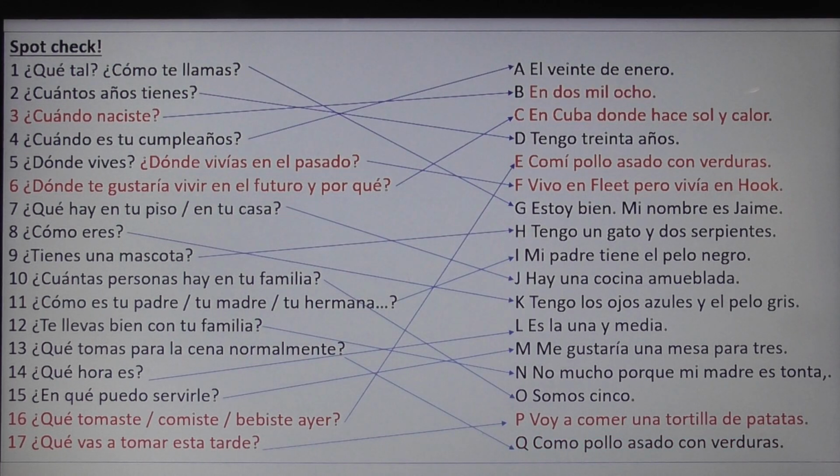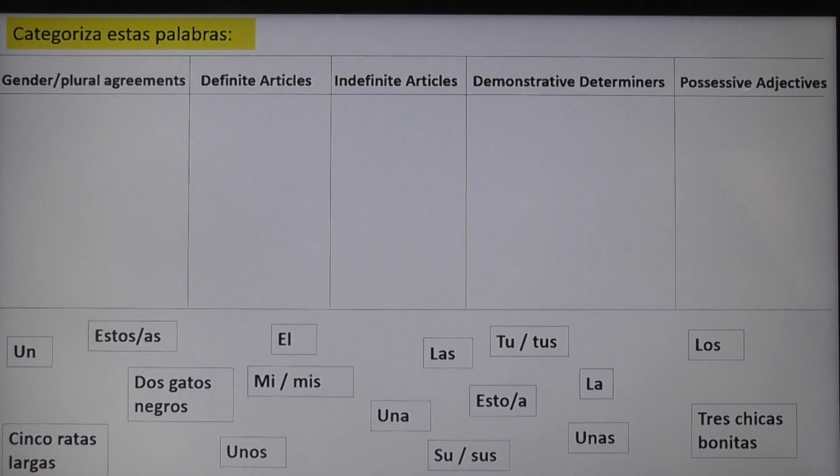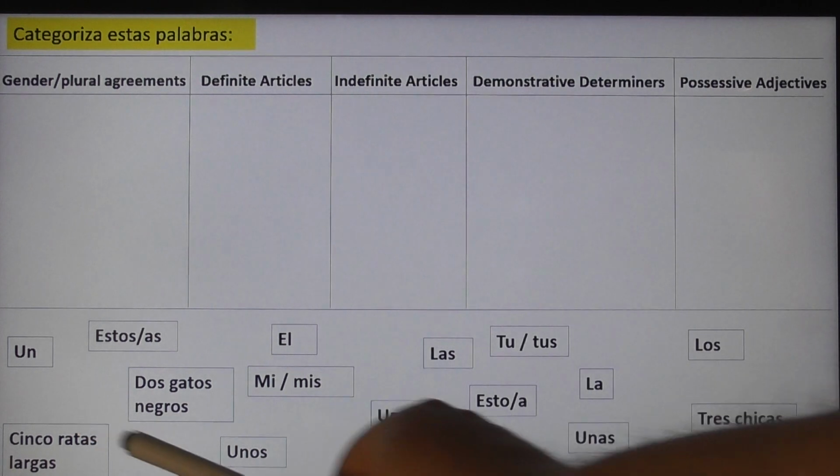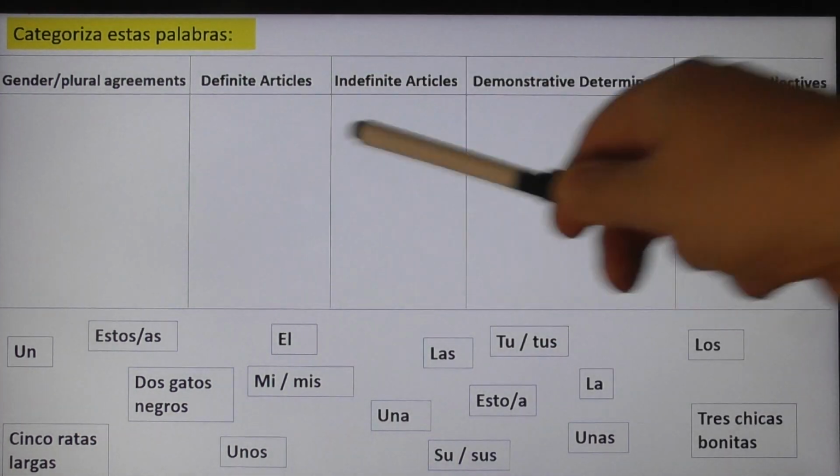Okay, leave them there for you to check your answers. Over the last 20 lessons, bit of an anniversary today really, we've covered a lot of grammatical points. So today I'm asking you to categorize these words into the correct column.